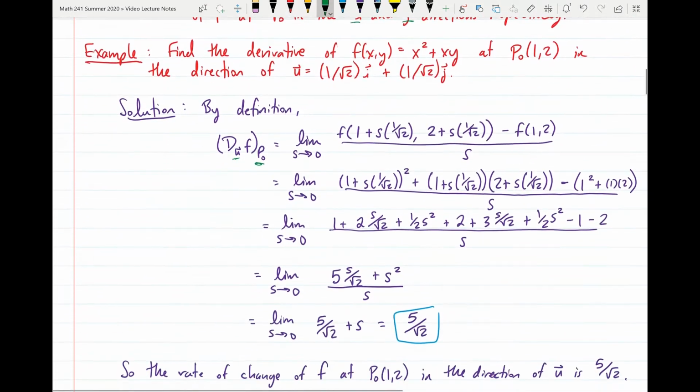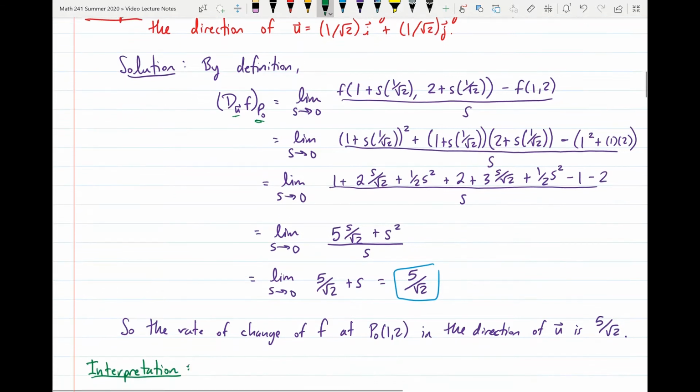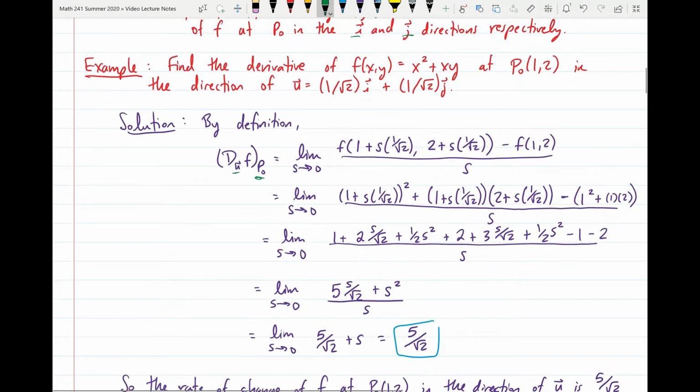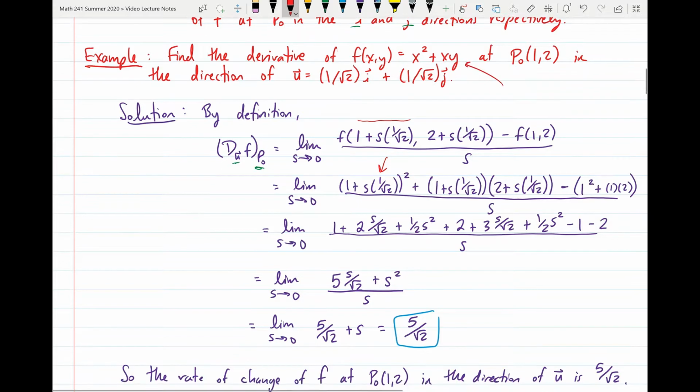So we have the limit as s goes to 0 of f of (1 plus s times 1 over the square root of 2, 2 plus s times 1 over the square root of 2), minus the function evaluated at (1, 2), all divided by s. And from here it really just becomes a problem of plugging these expressions back into the function and then doing some algebra. So notice that this 1 plus s times 1 over the square root of 2 is squared because it is our x that we're plugging into the function f of x, y. Then we also have plus xy if we're looking at the function up here.